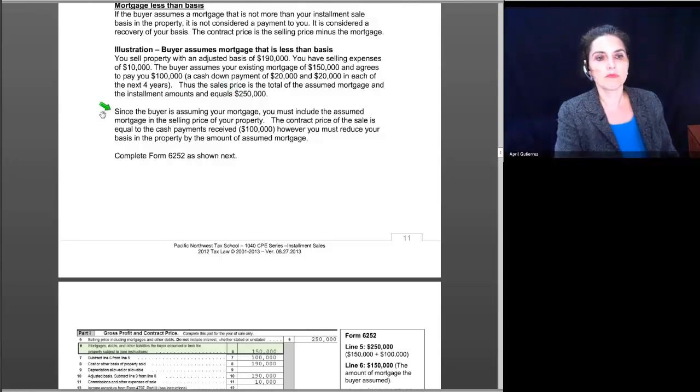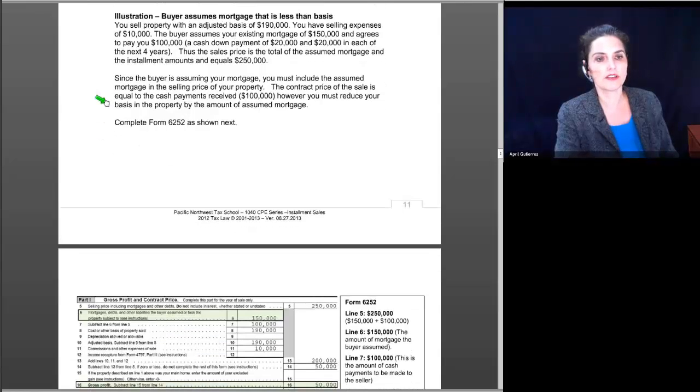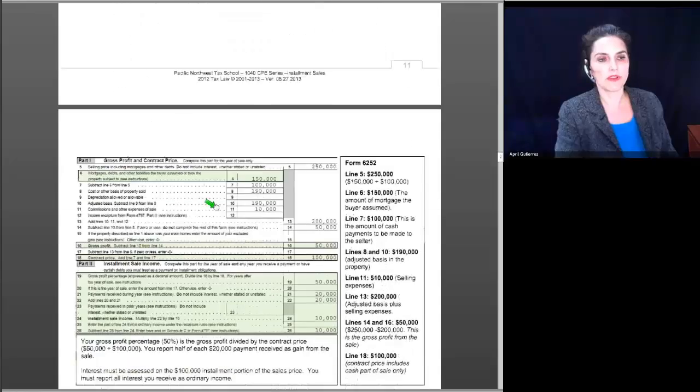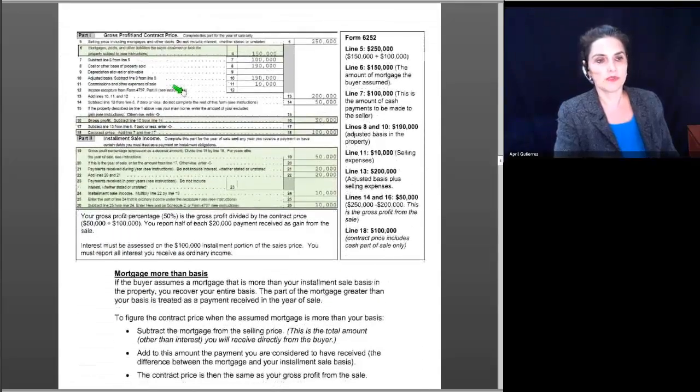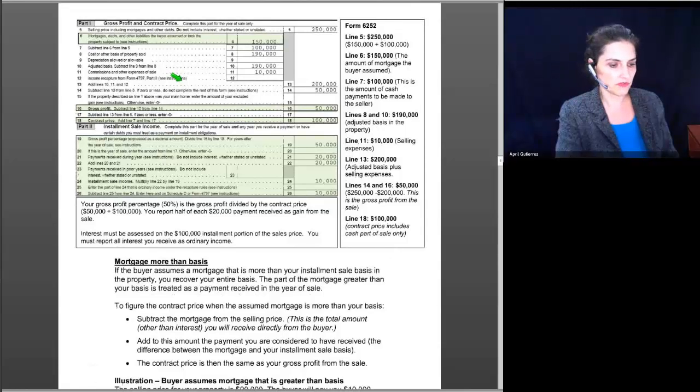Since the buyer is assuming your mortgage, you must include the assumed mortgage in the selling price of your property. The contract price of the sale is equal to the cash payments received of $100,000. However, you must reduce your basis in the property by the amount of the assumed mortgage. And so you would follow these steps to complete Form 6252. And here we've got 6252. I'll zoom into it for you.